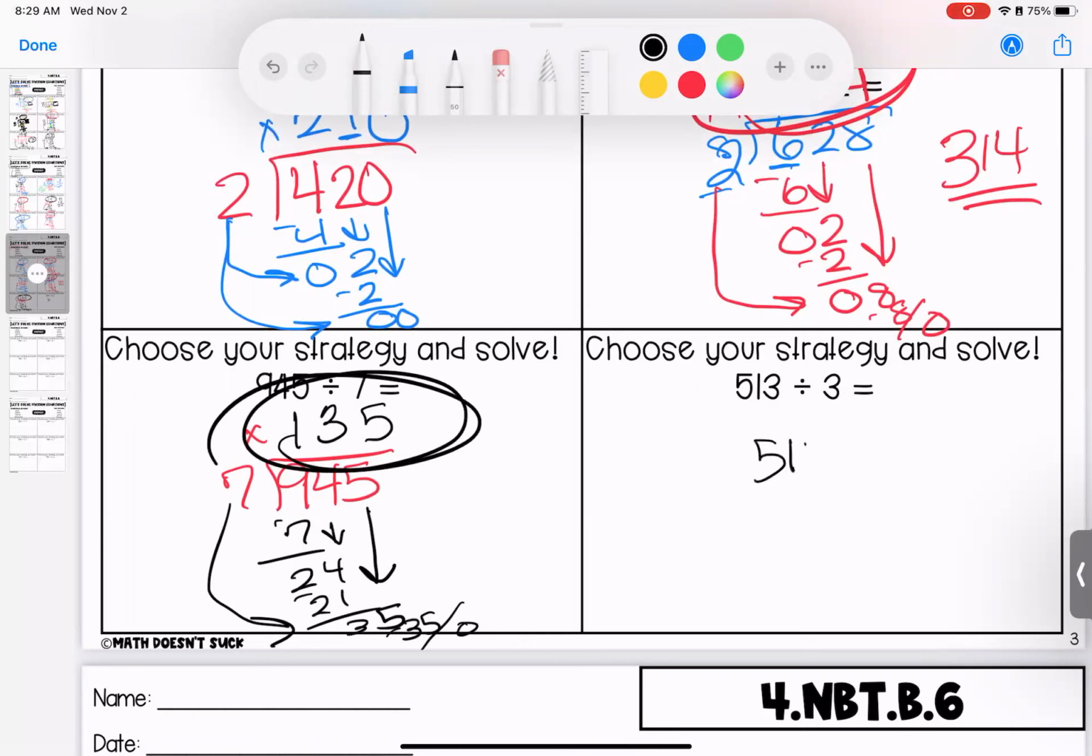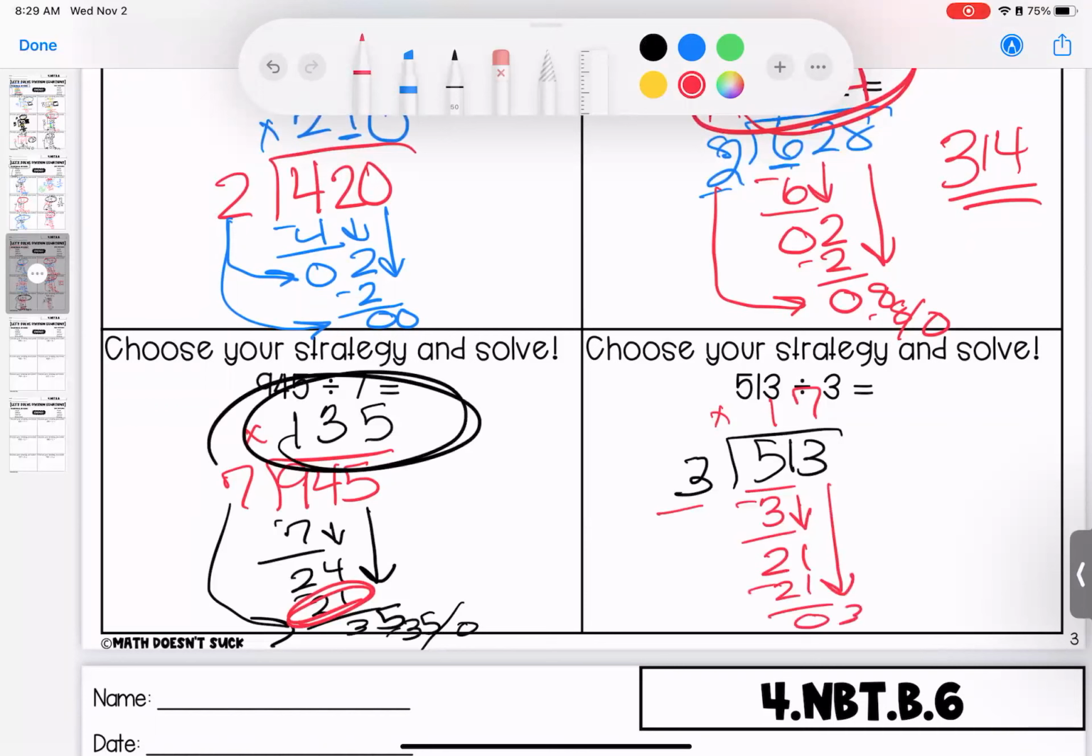135. Last one on this page, my little rock stars. Let's do this. Does 3 divide into 5? Absolutely, one time because 1 times 3 is 3. We subtract. 5 take away 3 is 2. We bring it on down. Does 3 go into 21? Yes, it does. 7 times. Look, we're reusing facts. 7 times 3 is 21. We subtract for 0. Bring it on down one more time.